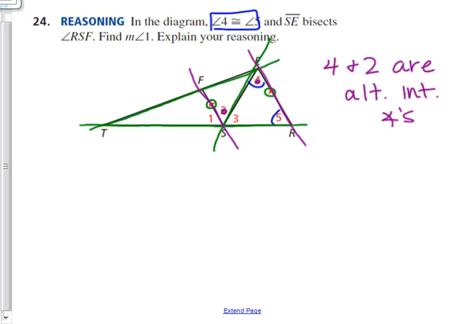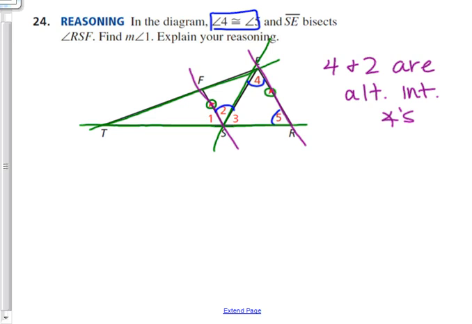So what I know to be true about alternate interior angles is that they're congruent. So I'm going to go ahead and mark a little congruency symbol, not only around my 4, but around my 2 as well, because I know that those are the same. So I'm going to keep my congruency for 4, but 2 is also congruent to 4.